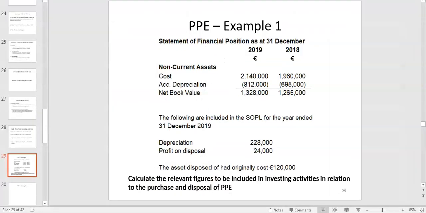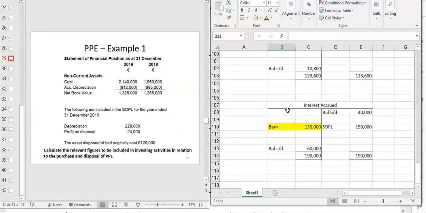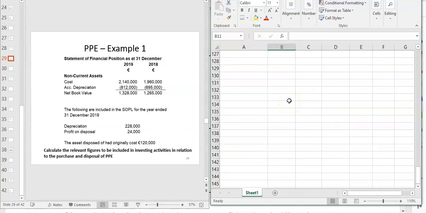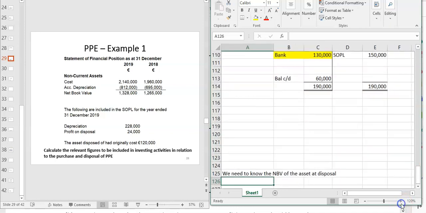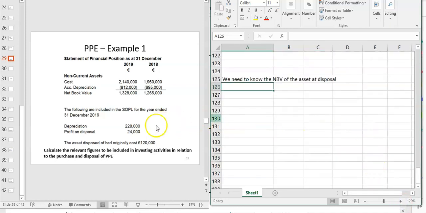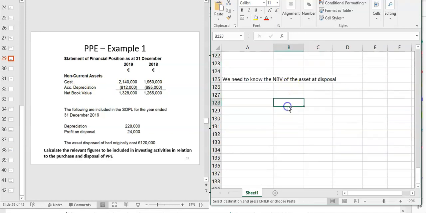So we'll bring this in, we'll make it a bit smaller. We're going back to our T accounts again. The first approach here is to figure out how much we sold it for. So we need to know the net book value of the asset at disposal. If we know what the net book value of the asset at disposal is, that means we'll figure out what the disposal proceeds were, because we know it was a profit on disposal. How we can figure that out is by using the accumulated depreciation line. Now that is tricky, but these are things we're trying to show you now that you can apply in other questions.